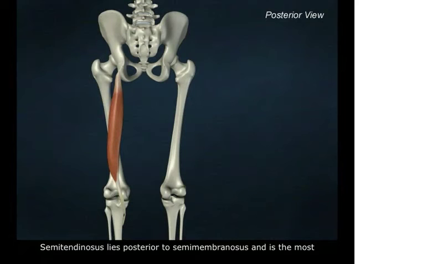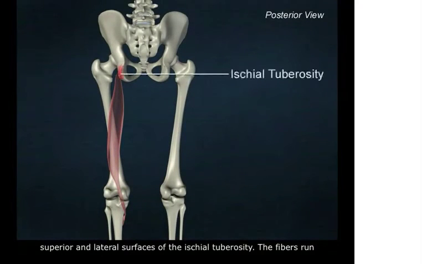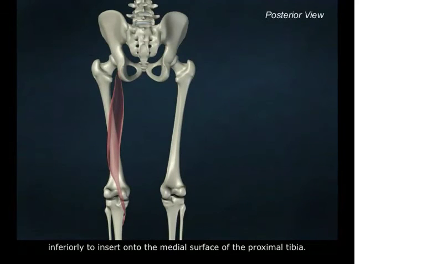Semitendinosus lies posterior to semimembranosus and is the most superficial member of the muscle group, located in the posterior thigh, known as the hamstrings. The origins of semitendinosus are by a common tendon with the long head of the biceps femoris from the superior and lateral surfaces of the ischial tuberosity. The fibers run inferiorly to insert onto the medial surface of the proximal tibia.